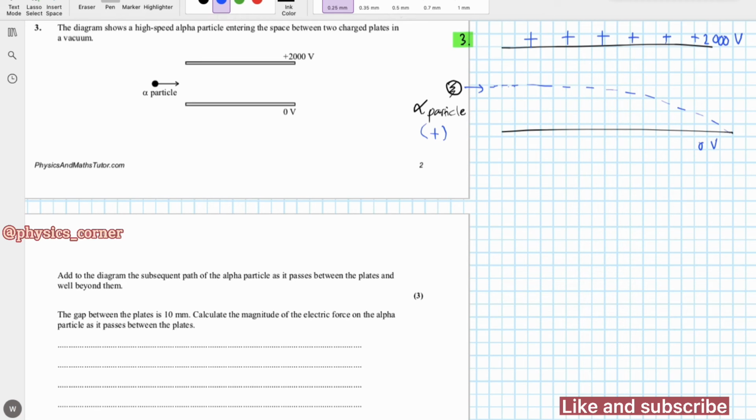Because positive and positive, it will be repelled. So when the alpha particle is in here, there will be repulsion with the positive one. There is a force here, force down. Then the electric field is also downward, from the positive 2000 volt.